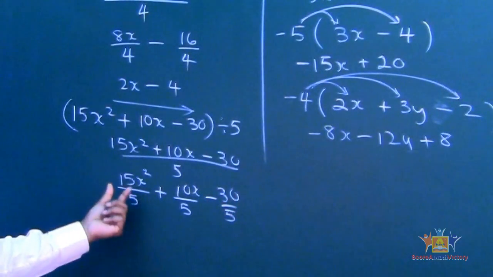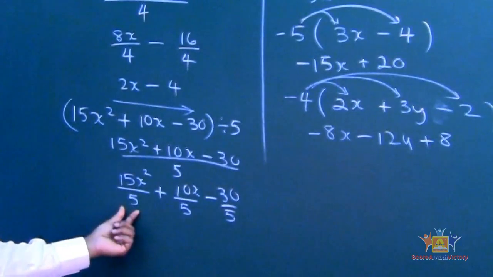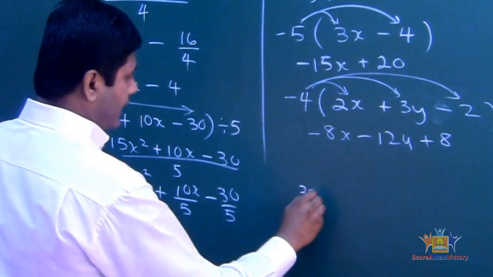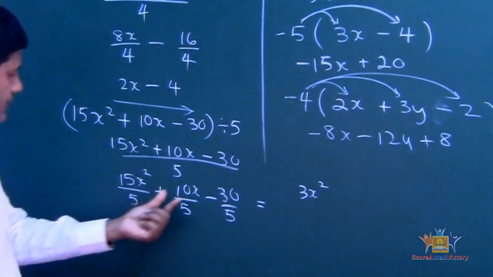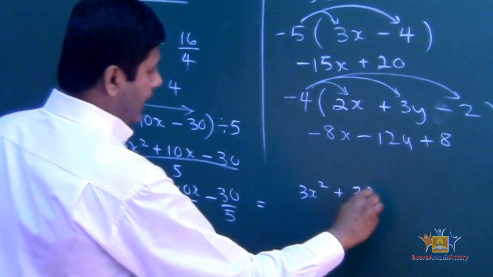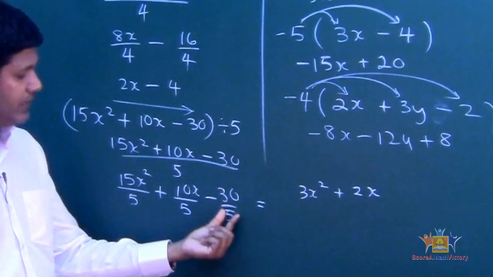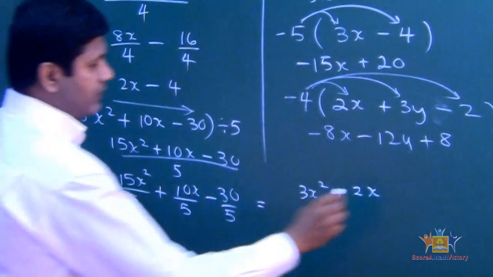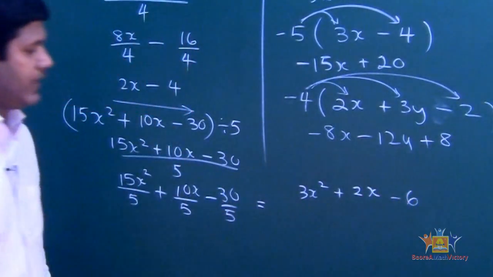Now 15 divided by 5 is 3, so that gives me 3x². 10 divided by 5 is 2, plus 2x. Minus 30 divided by 5 is 6, minus 6. See that? Right there.